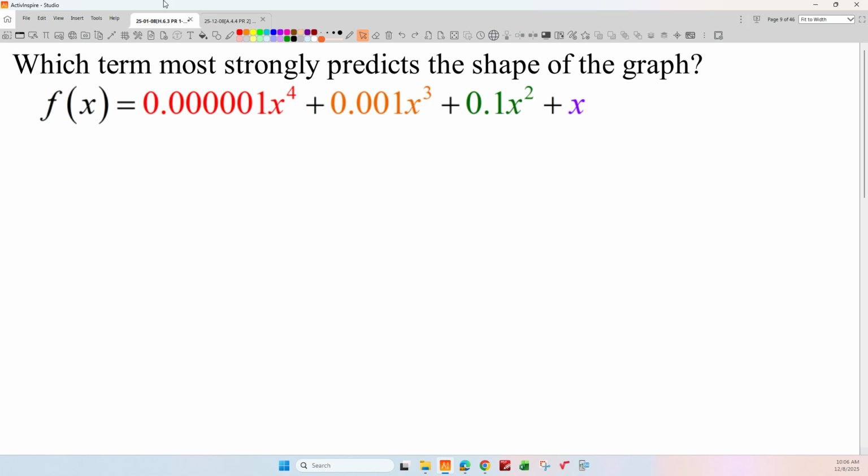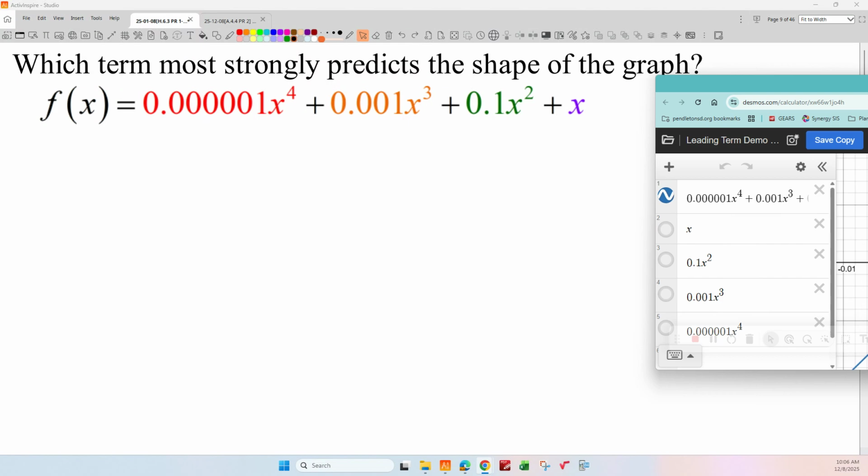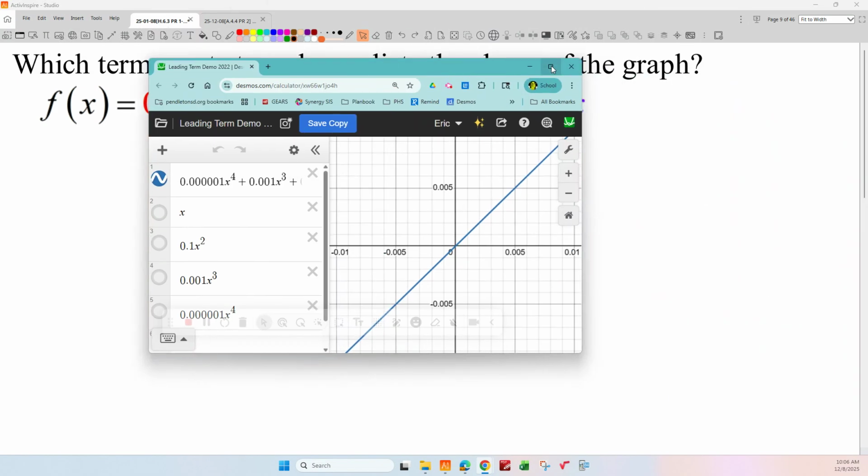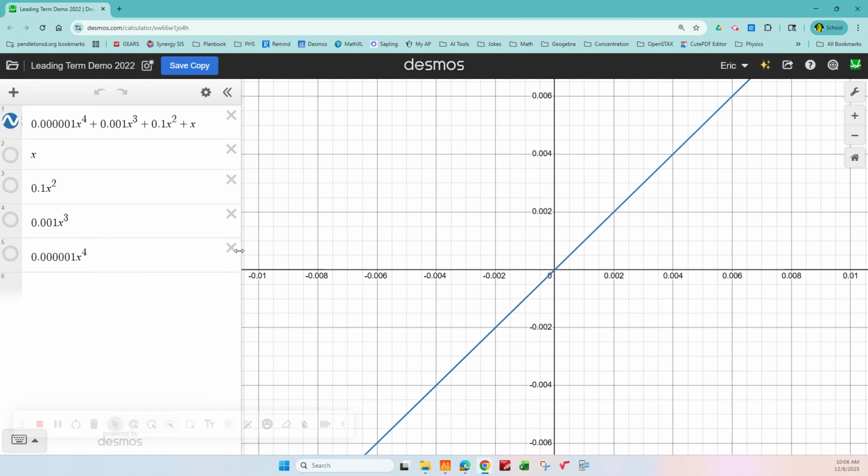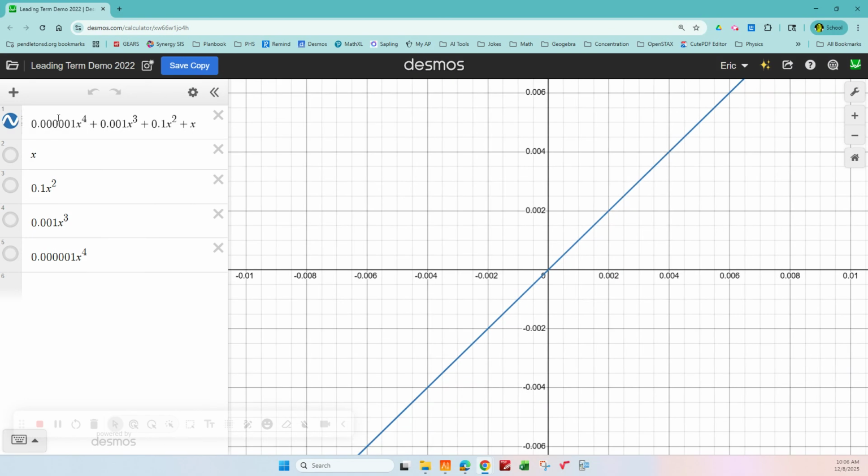I'm just going to go to a Desmos document and we'll look at this here. Here's that polynomial graphed, right? Everybody see that in Desmos? Let's look at each of these terms individually and compare each of them to the overall polynomial. Well, if I expose just the graph of y equals x, look at that. It lines up perfectly with that thing.